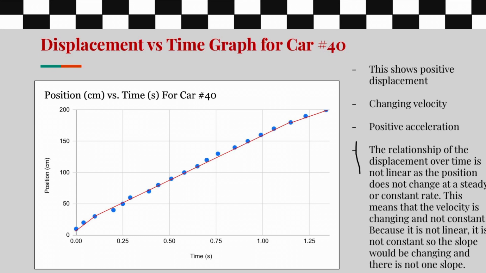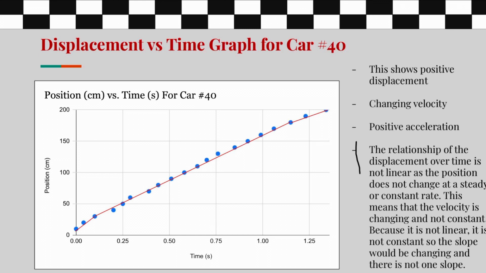Similar to the graphs for car 105, the displacement versus time graph for car 40 is slightly slower. As you can see, at 1.25 seconds, the car is at about 200 centimeters. However, the relationship of the displacement over time graph for car 40 is similar to the graphs for car 105.